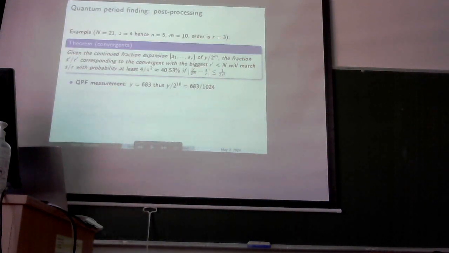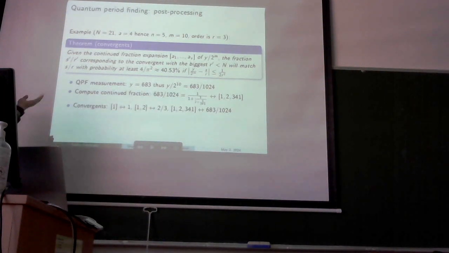This is, as I mentioned, a simple example to understand this idea better. N equals 21 for the value a equals 4, and therefore the bit sizes would be n equals 5 and m equals 10, and the real order is r equals 3, so let's see if the theorem actually gives us the right value. If we run the quantum period finding algorithm, we would, for example, measure a value of 683. So the fraction is the following fraction. From there, we can compute the continued fraction coefficients, and then we have three possible convergents, which are the following, and they correspond to the following fractions if you undo the conversion and get back to the fraction.